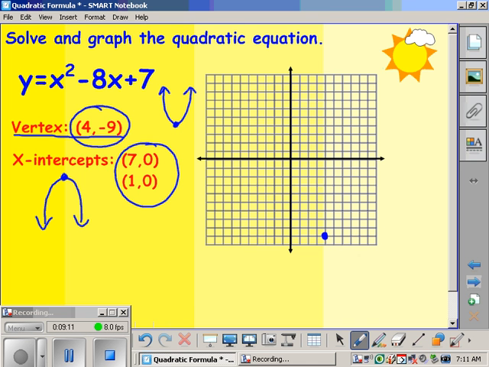That's way over here to the right and down. And then I'm going to graph the x-intercepts, so (7, 0) and (1, 0), which are right on the x-axis, which is why they're called x-intercepts.